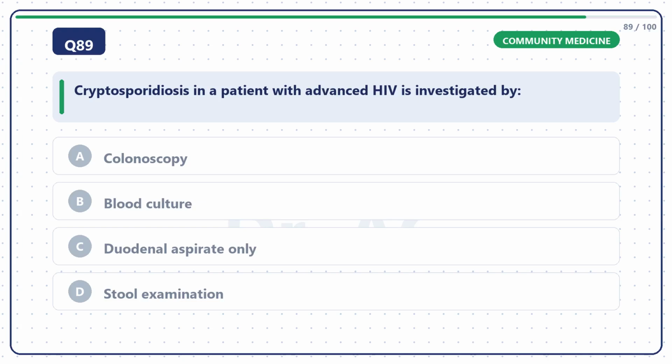Question 89. Cryptosporidiosis in a patient with advanced HIV is investigated by Option A. Colonoscopy. Option B. Blood culture. Option C. Duodenal aspirate only. Option D. Stool examination.